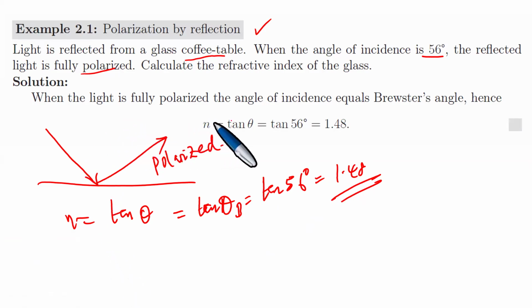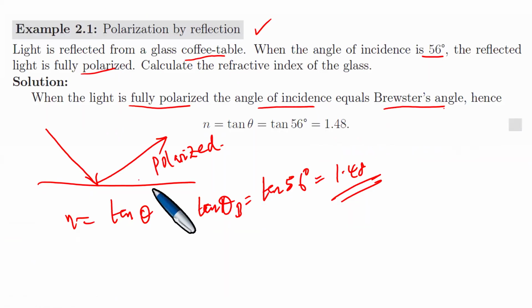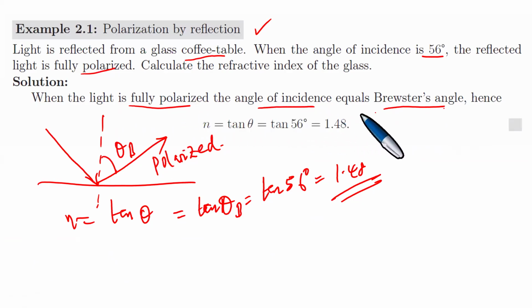When the light is fully polarized, the angle of incidence equals Brewster's angle. Brewster's angle, as we saw before, is measured as the angle between the normal and the reflected light. So this angle here is called Brewster's angle, and you relate that to the angle of incidence. Therefore, when the angle of incidence equals Brewster's angle, we have this result.